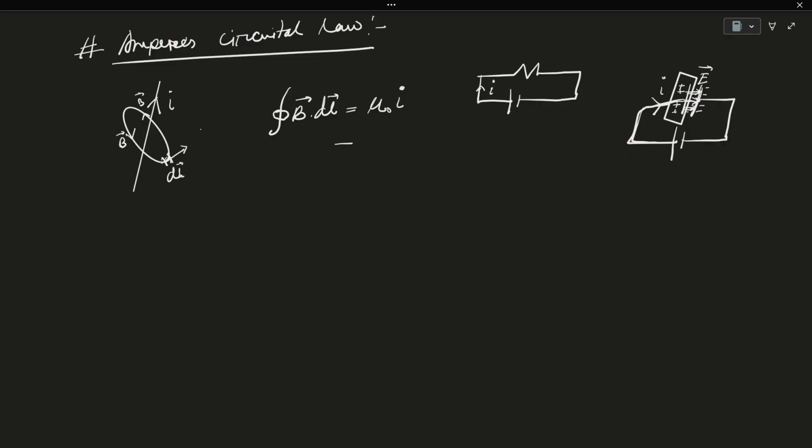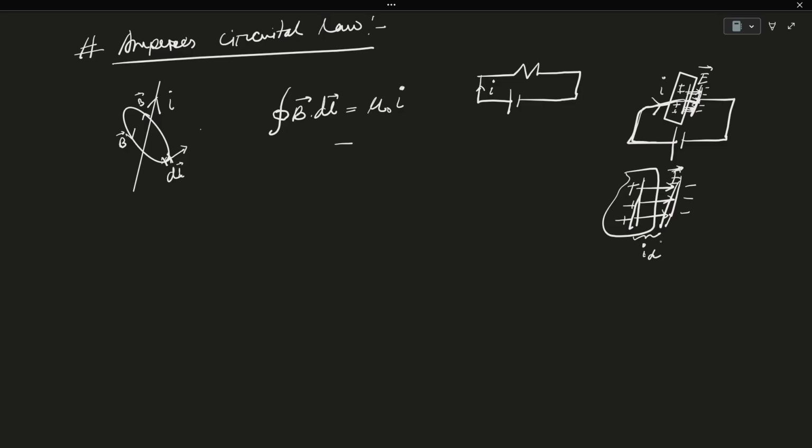To actually flow the current, there must be some conductor so that the current can flow through it, right? But in this position, between the plates of the capacitor, there is no conductor. Still, there is a current flowing when the electric field is changing. So when the electric field is changing, Maxwell gave a correction term: when the electric field between these plates is changing, there will be a current called displacement current, I_d.